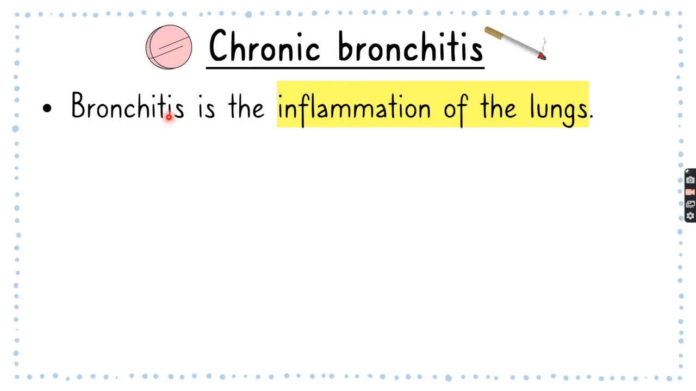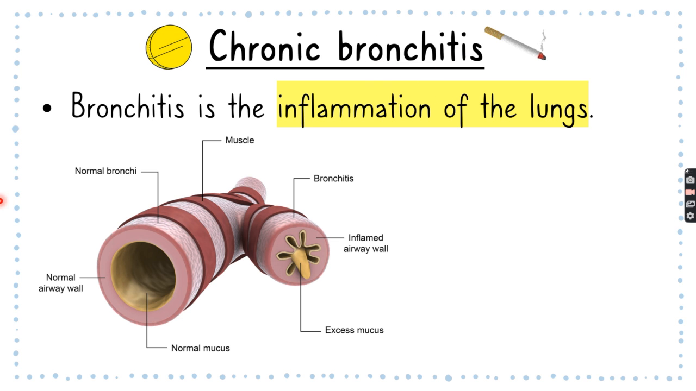Chronic bronchitis is the inflammation of the lungs. Just now we talked about emphysema, and that disease is related to the breaking down of the alveolar walls. Now we're talking about inflammation of the lungs, which is bronchitis. So here we have a diagram, and this shows the bronchioles that branch out from a bronchus. It has muscles there, which I think allow it to constrict.